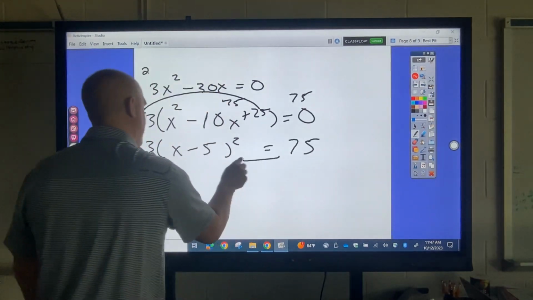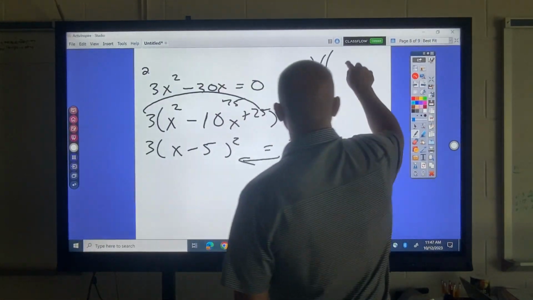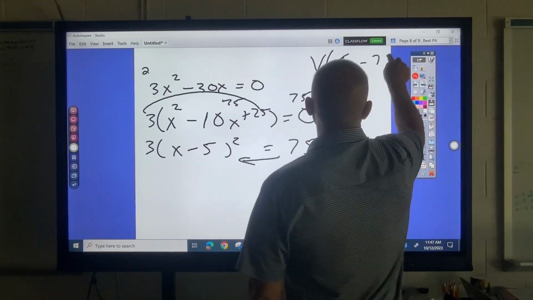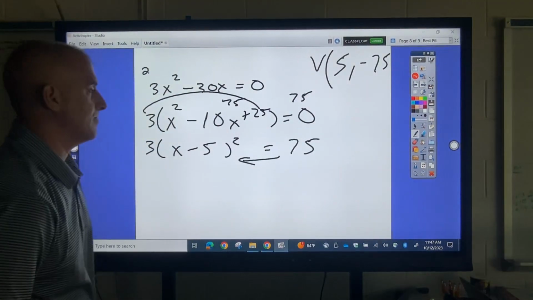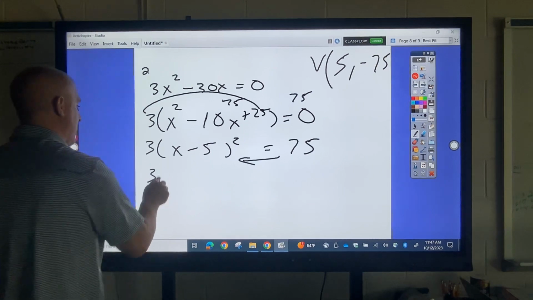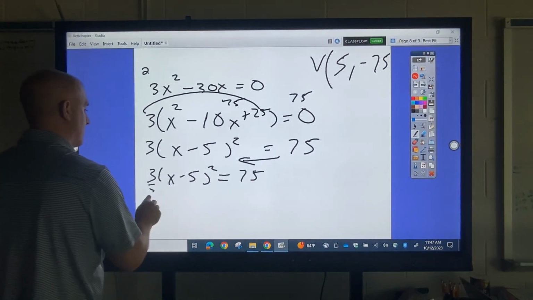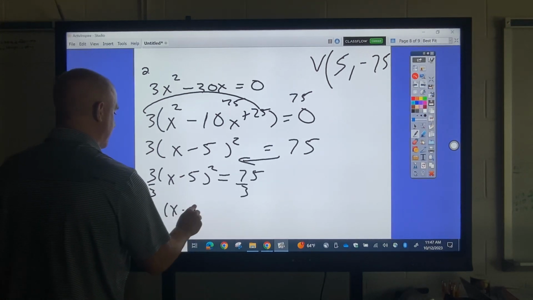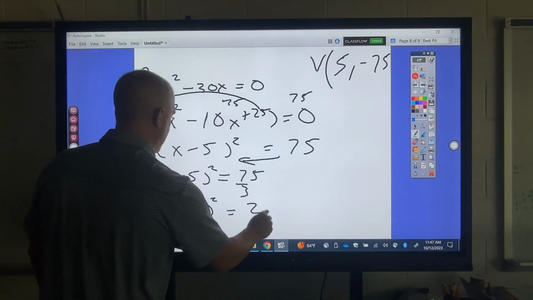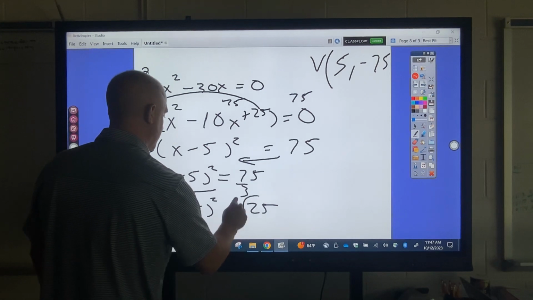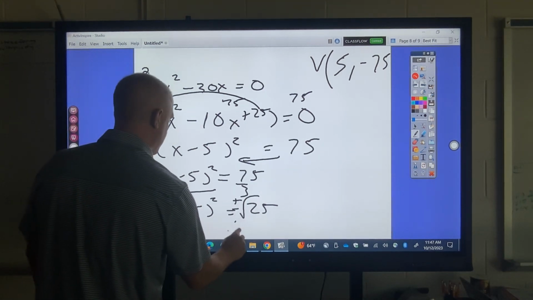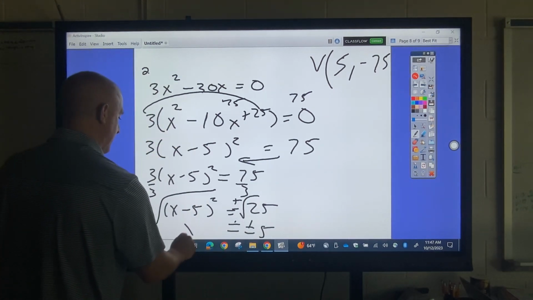If I bring that back, I can find the vertex. The vertex would be 5, negative 75, because that would be negative on that side. If I solve that, divide by 3, x minus 5 squared equals 25. Square root of this, plus and minus. The square root of 25 is plus and minus 5. This is x minus 5.